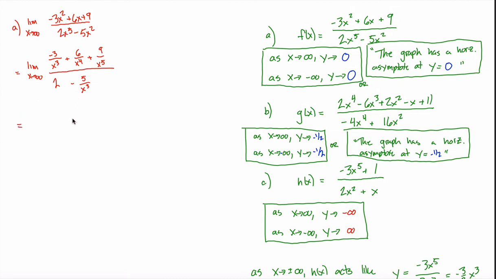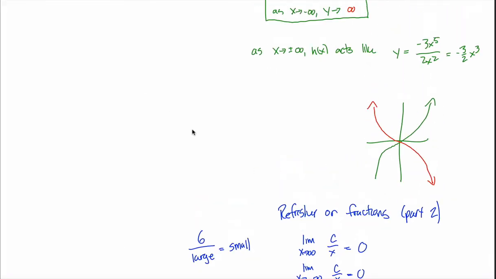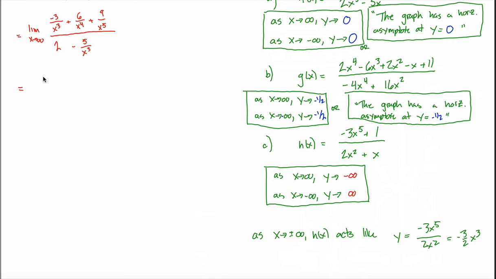Most people just look at this and they're like, okay, this thing right here, what's this evaluate to? I have a constant divided by something getting really, really large. Oh, that looks a lot like this. That's equal to 0. So this term right here is just 0. Similarly, this term is 0. Similarly, this term is 0. Similarly, this term is 0.